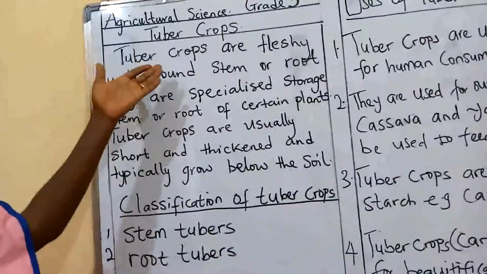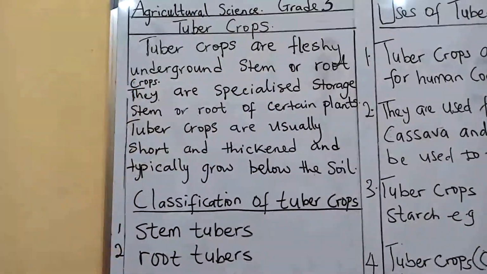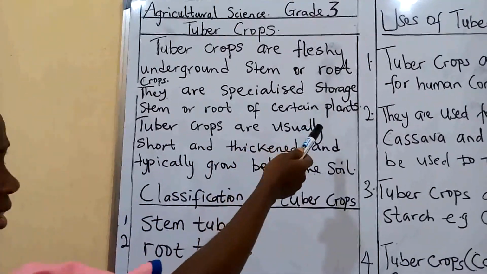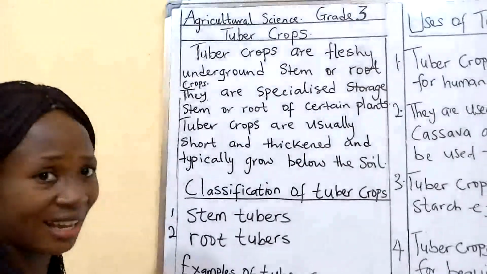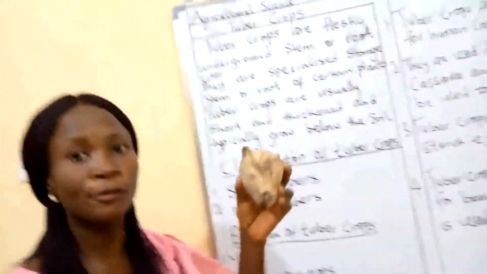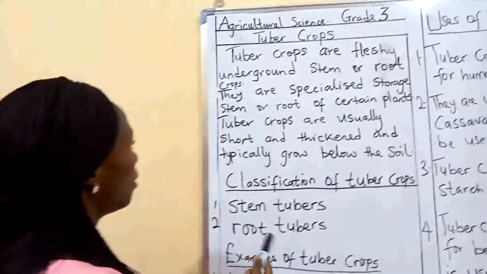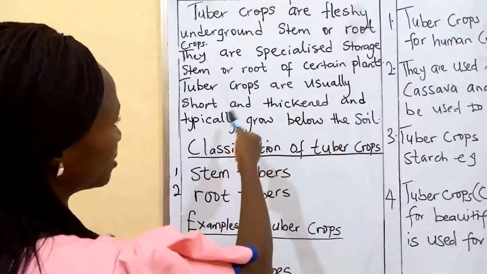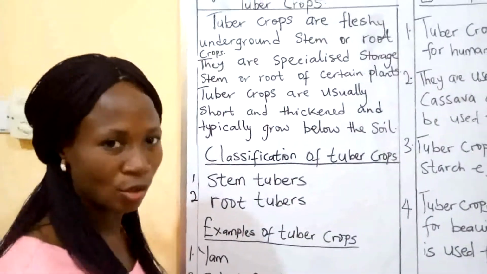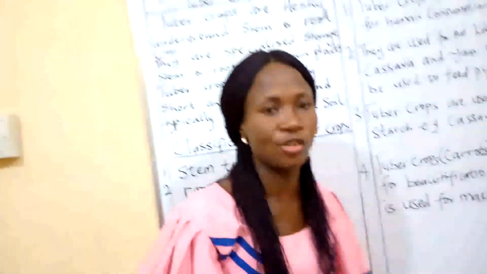I hope with this you'll be able to tell me what tuber crops are all about. Here we say tuber crops are fleshy underground stem or root crops. They are specialized storage stem or root of certain plants because they get their food from either the stem or the root of a certain plant. Tuber crops are usually short and thickened and typically grow below the soil. You have to dig the soil just to get your crops.